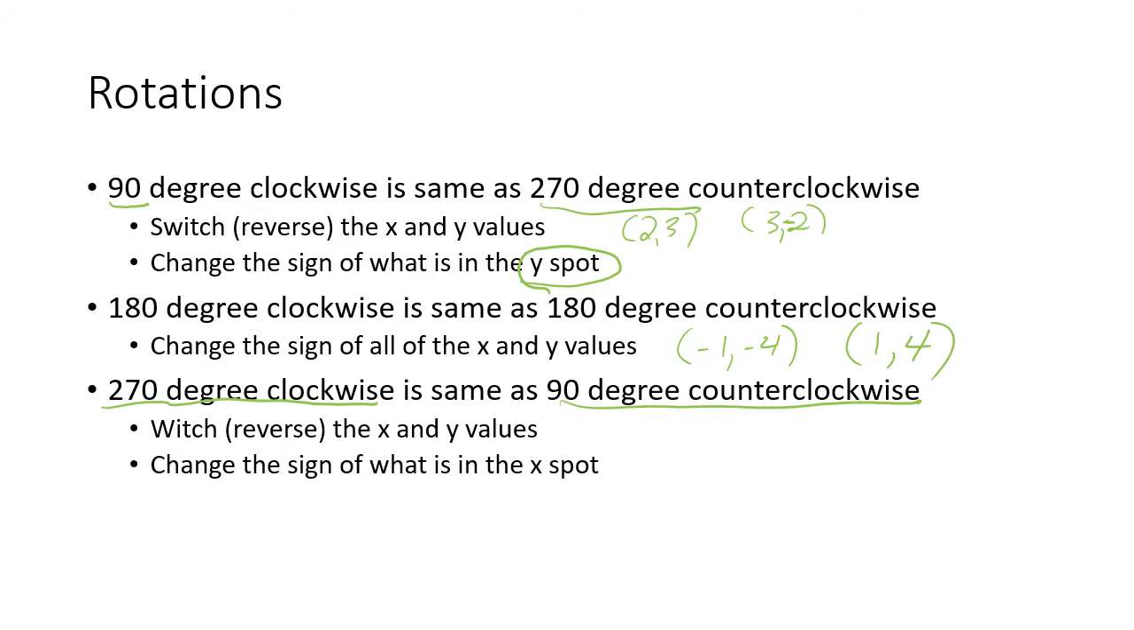First direction should say switch, not which, by the way. Switch or reverse the x and y values. So if we were at -5, 4, switch it to 4, -5. Here's where the change occurs. Change the sign of what's in the x spot instead of the y spot. So I'm going to change the sign of that -4.